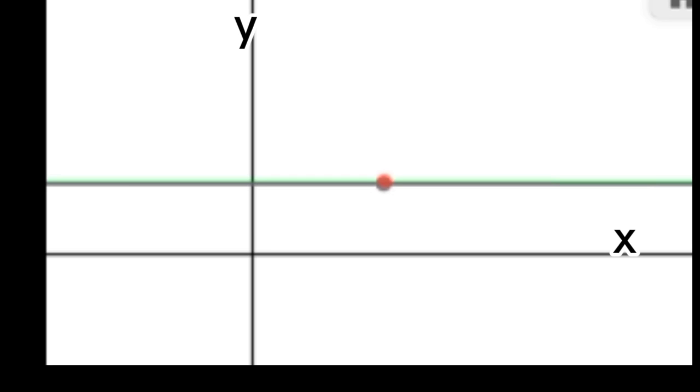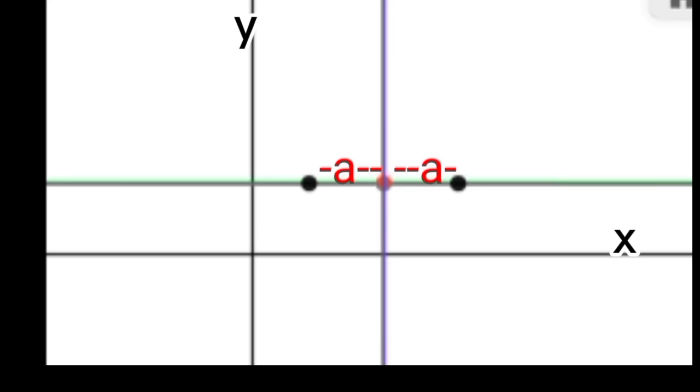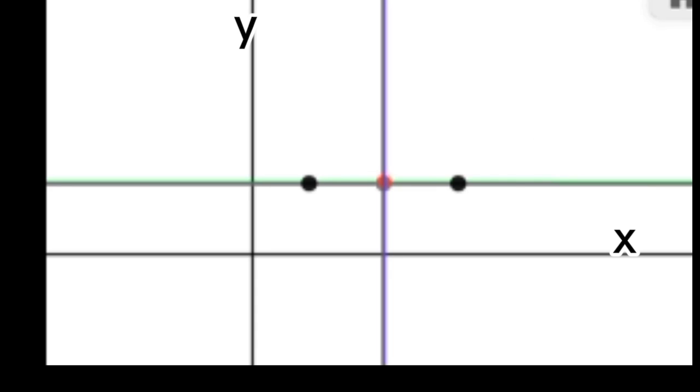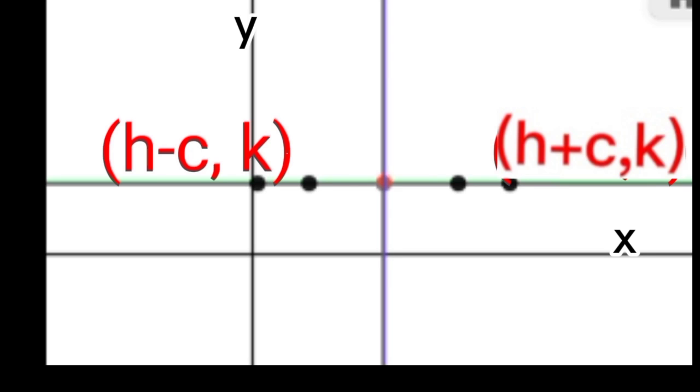Perpendicular to the transverse axis at point h, k must be our conjugate axis, so our conjugate axis is the vertical line with the equation x equals h. From the center at point h, k to the right and to the left with distance a are the vertices, so they have the coordinates h minus a, k, and h plus a, k. For the foci, from the center h, k with distance c to the left and to the right are the two foci with coordinates h minus c, k, and h plus c, k.